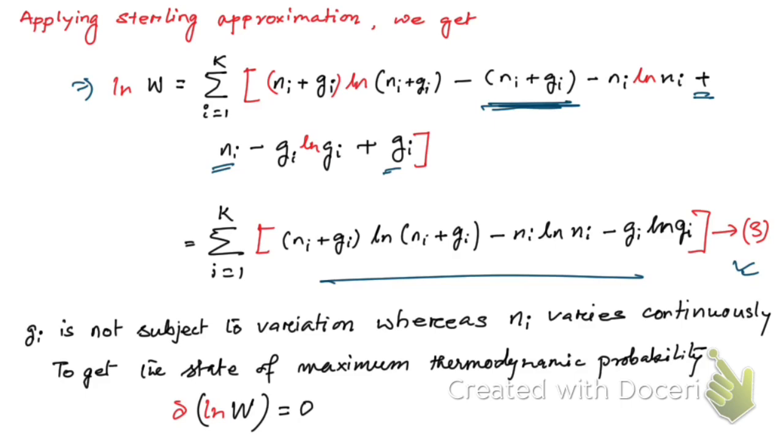Now for the maximum state, we need to differentiate this, and that should be equal to 0. The derivative of this should be equal to 0. Just remember the condition. Now let me differentiate this right hand side.